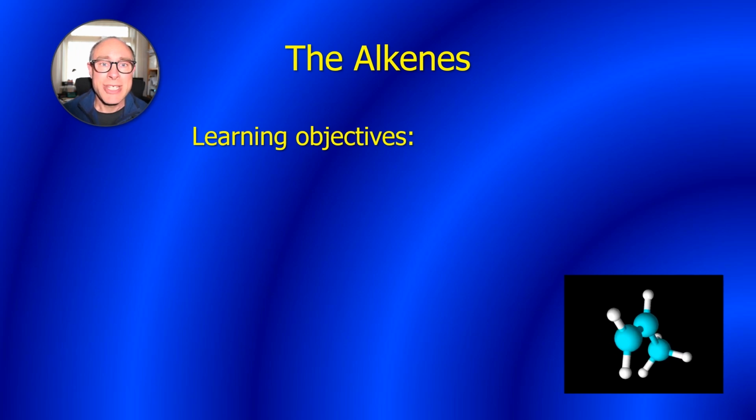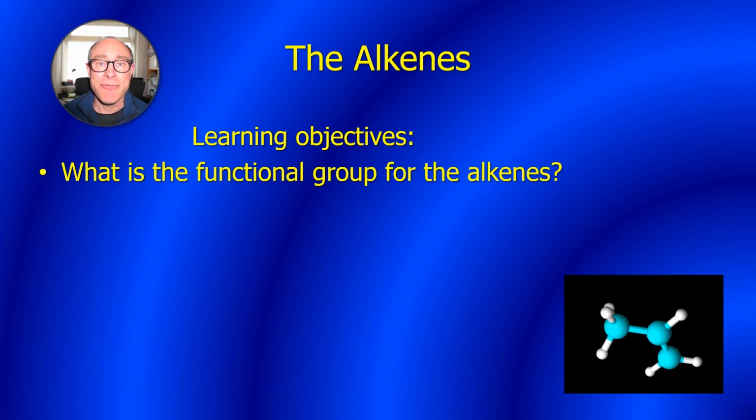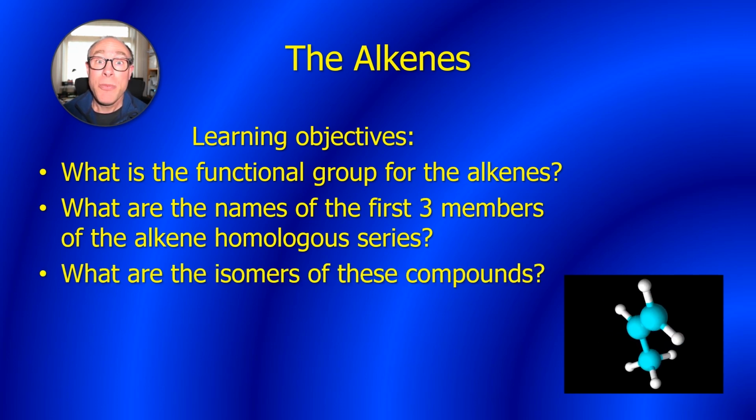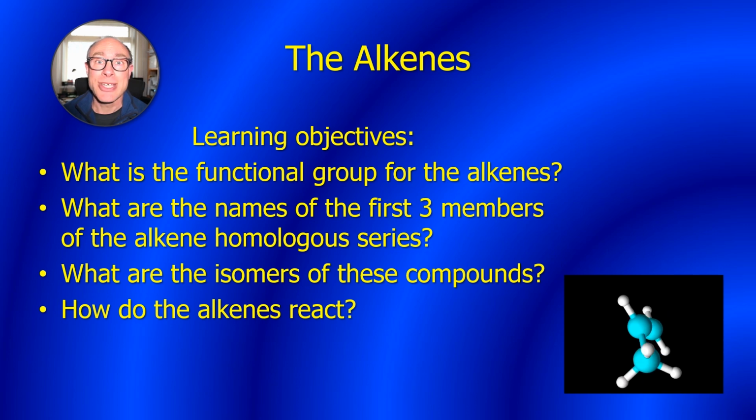We're now going to study the alkene homologous series. In this video, we're going to look at the functional group for the alkenes. We're going to look at the first three members of the alkene homologous series, their names, their formulas, their displayed formulas. We're going to have a look at the isomers of these compounds and their structures, and we're going to consider how the alkenes react.